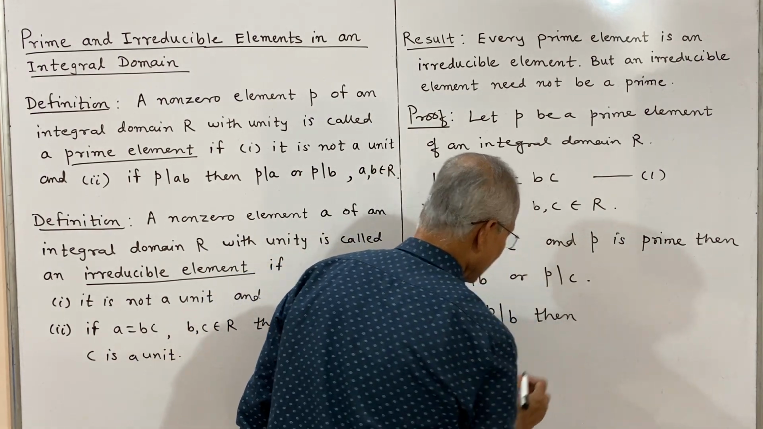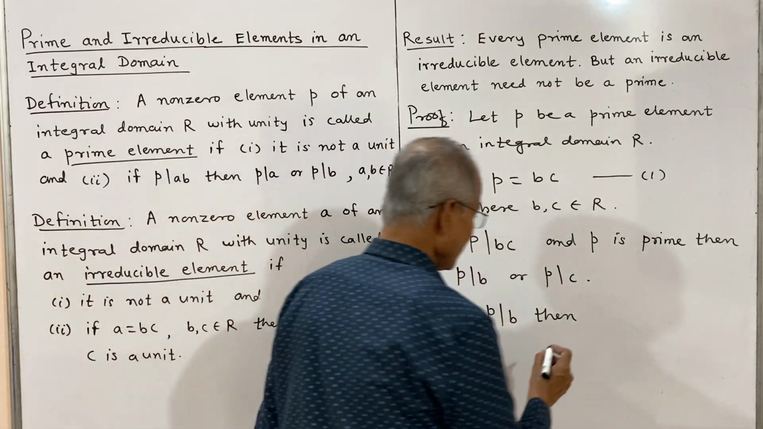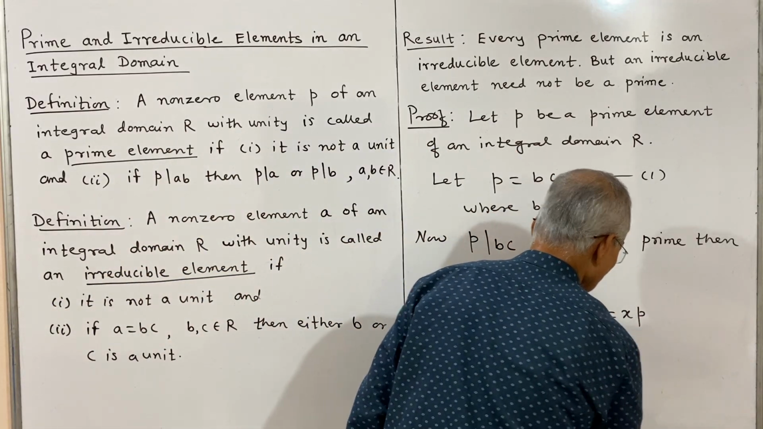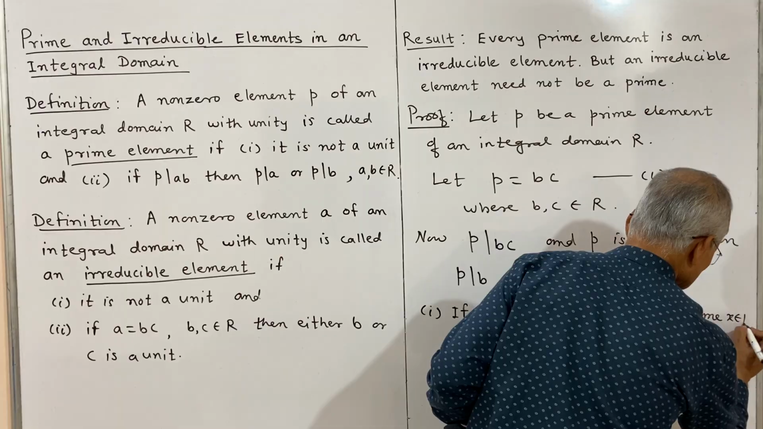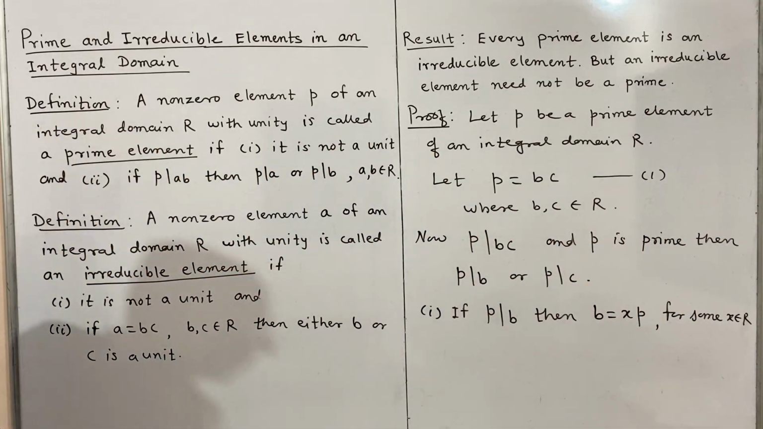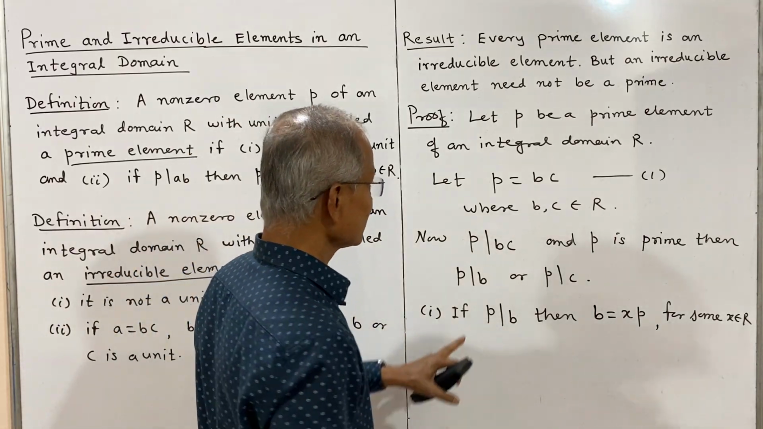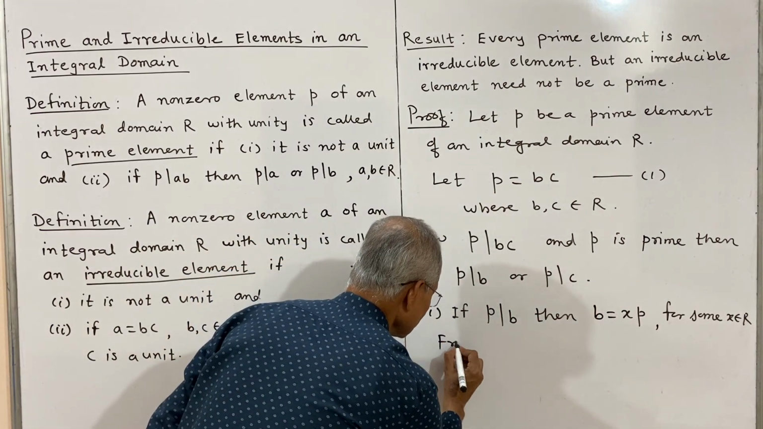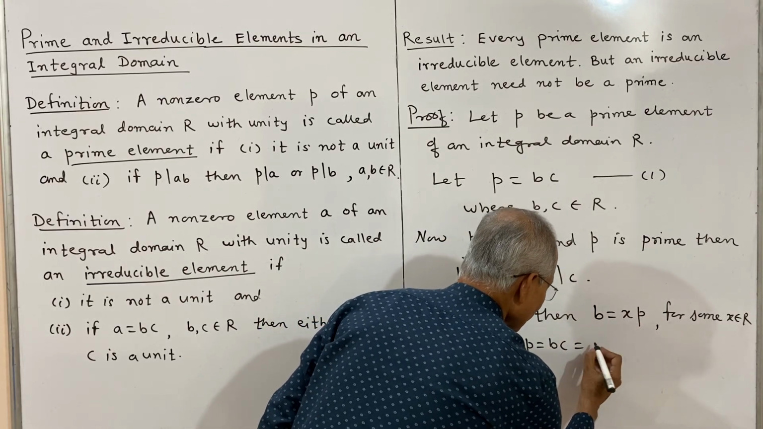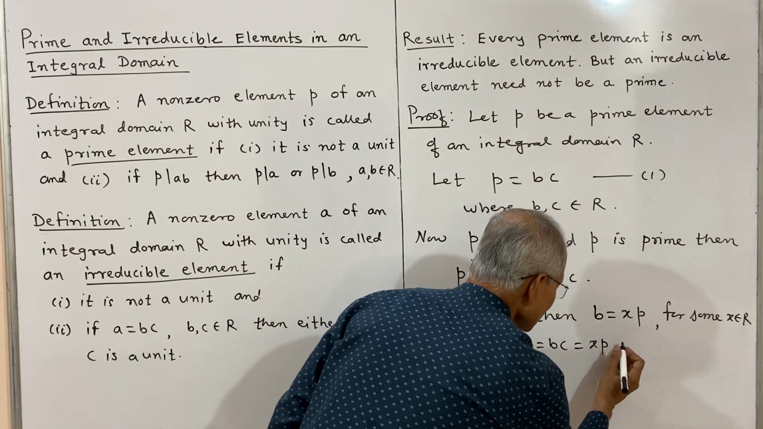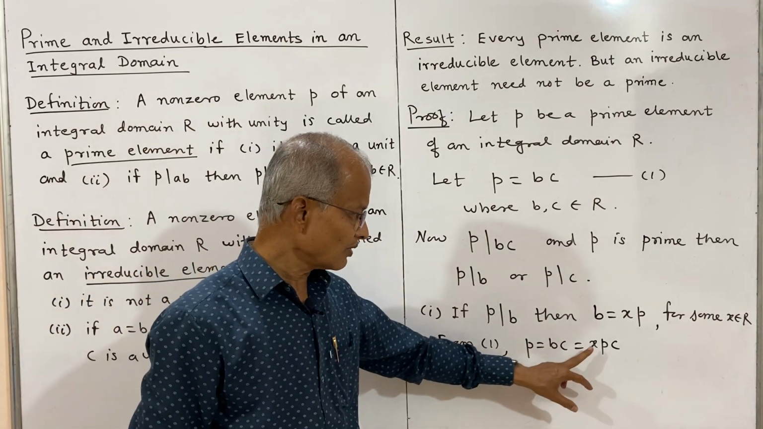then by the definition of divisibility, B is a multiple of P, so B is equal to xP for some x belongs to R. This is by the relation of divisibility: B is a multiple of P. But now from 1, P is B into C and B is x into P. So B is x into P into C. We have written B as xP. And thus what we have is P is equal to xPC.